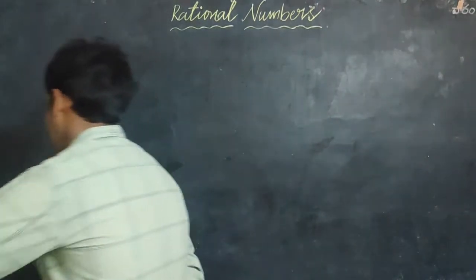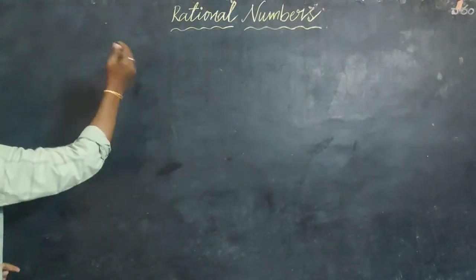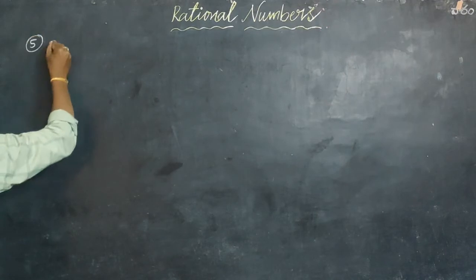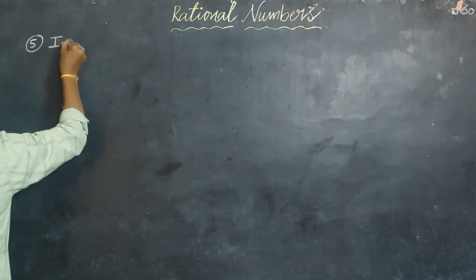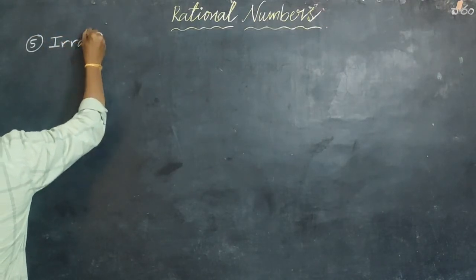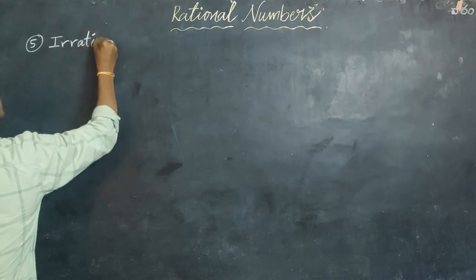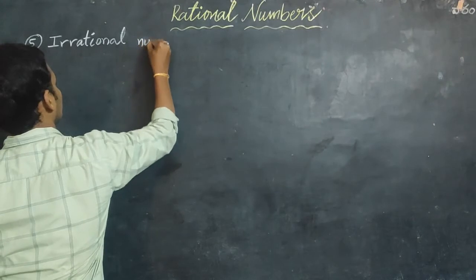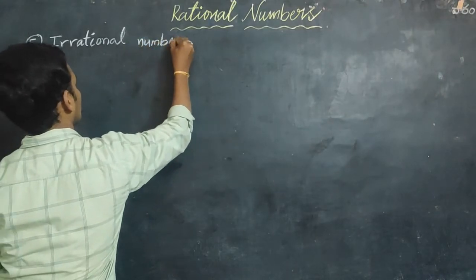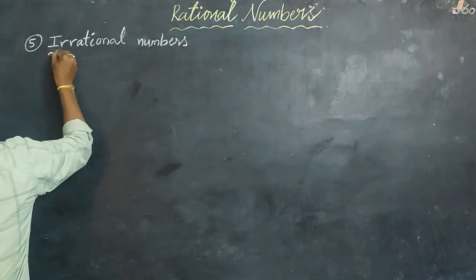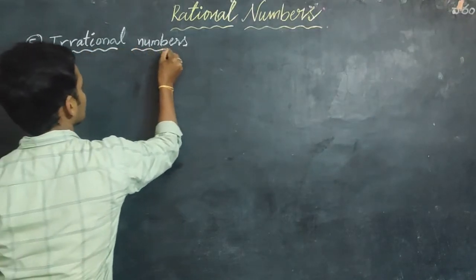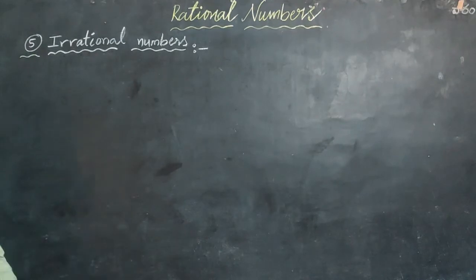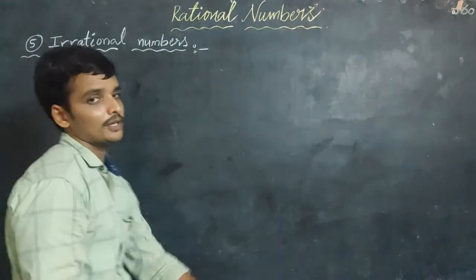So, okay. Now, after this, the 5th topic is irrational numbers. Now, we are discussing irrational numbers. In this topic, we have already completed rational numbers.